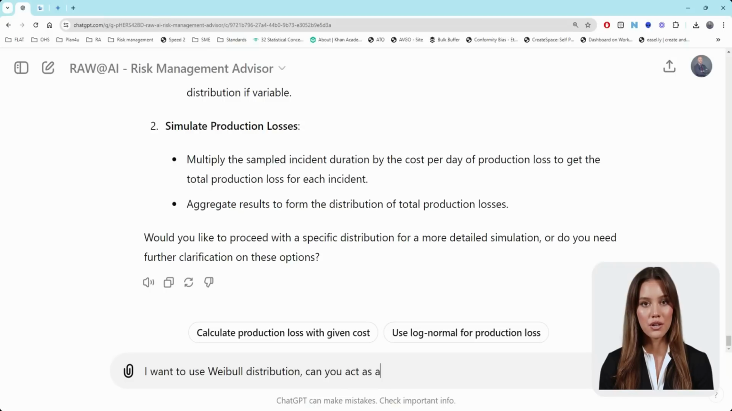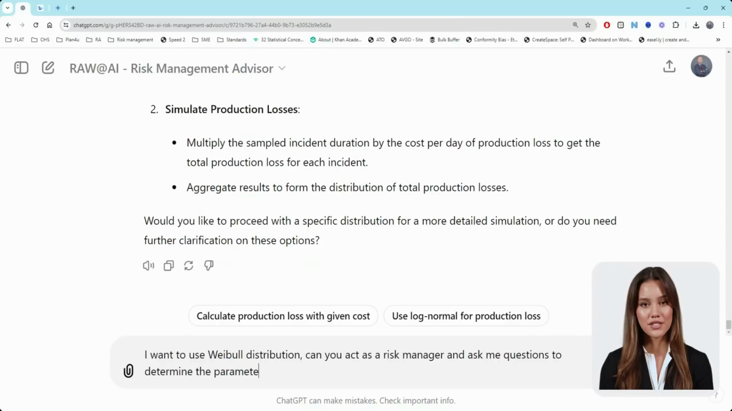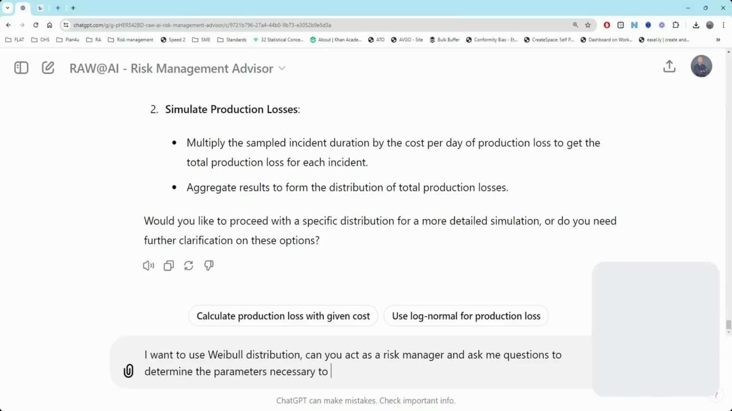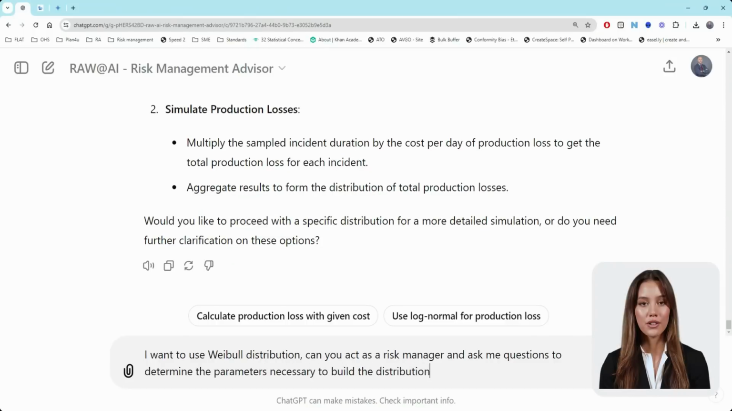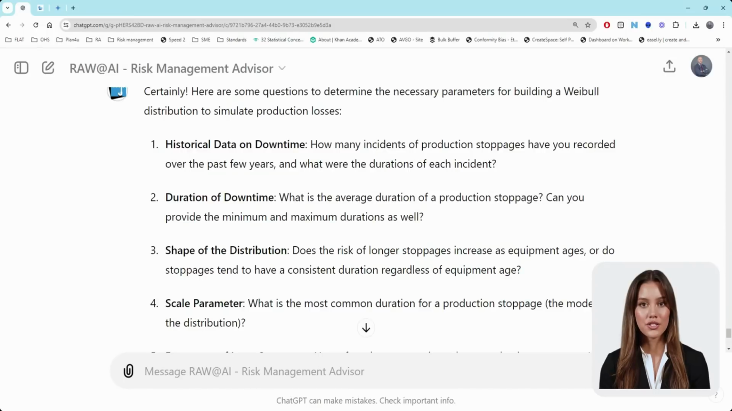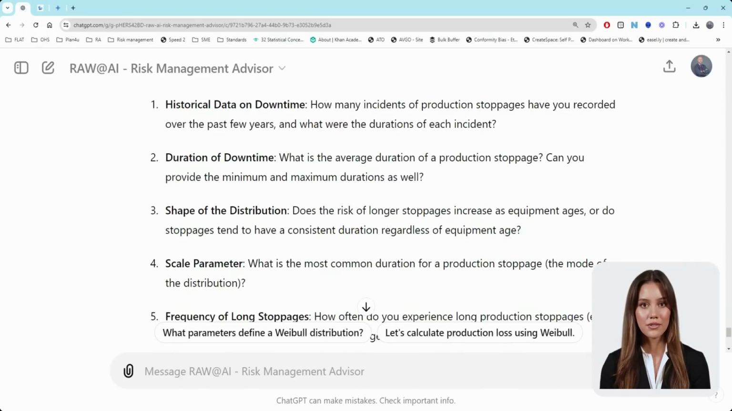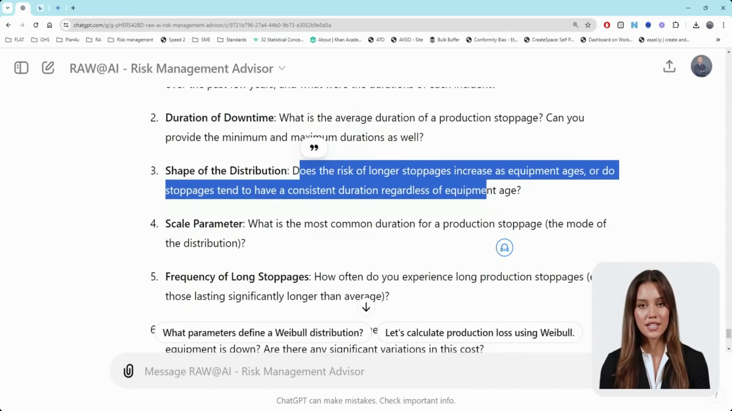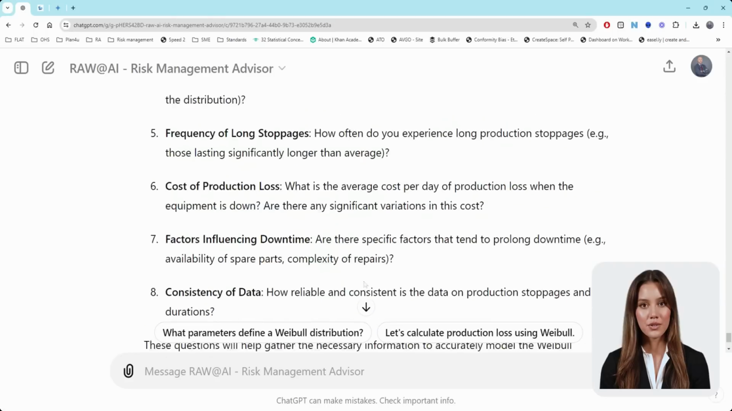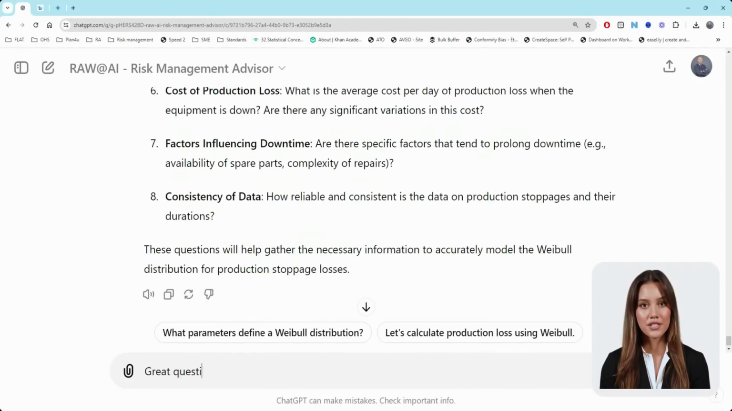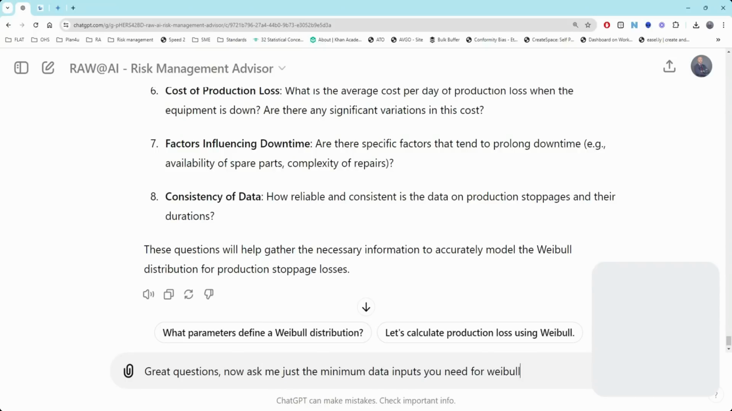I want to use the Weibull distribution. Can you act as a risk manager and ask questions to determine the parameters needed to build the distribution? For example, how long do stoppages typically last? Does the risk of longer stoppages increase as equipment ages? What is the most common duration, the mode of the distribution? Great questions. Now ask for just the minimum data inputs needed for Weibull.